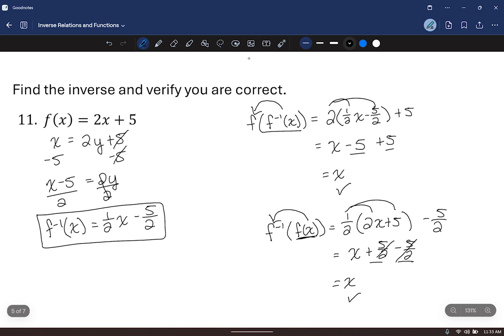That's what we want. If we can do the composition one way and then the opposite way, we need to get x in the end. If you get anything other than x, they are not inverses and you have done something wrong. So make sure that you check yourself, and you could also do this in your graph. You could graph and look at them as well and see if they make the mirror image.